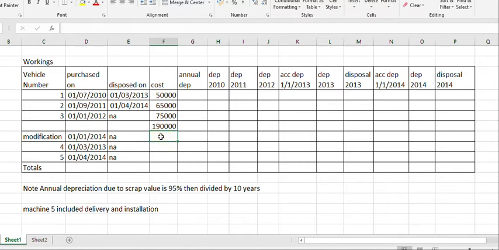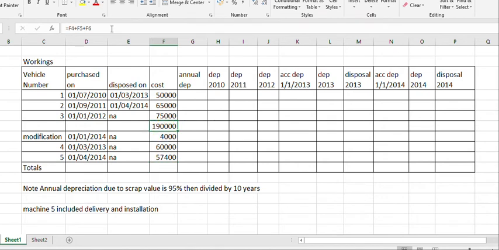The modification cost 4,000. The vehicle 4 cost 60,000. And remember, vehicle 5 included the delivery and installation. So that was, looking at the question, 55,000 plus 2,000 plus 400, which gives you 57,400. So that was what everything cost.